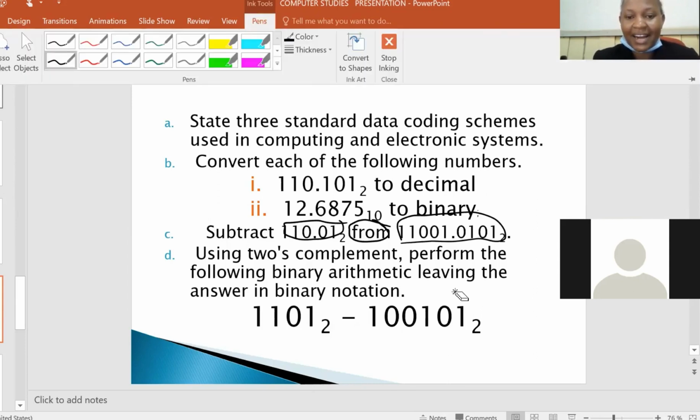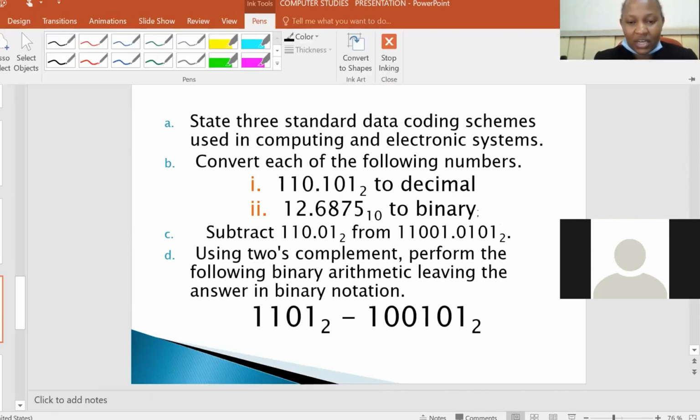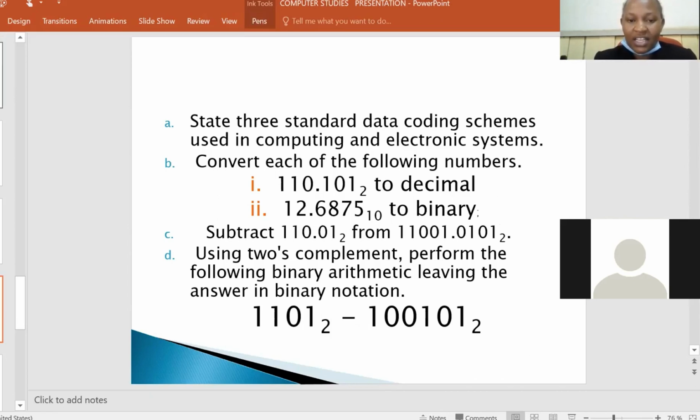Perform the following binary arithmetic, leaving the answer in binary notation. So this one is straightforward. It's already written properly. But what do you do as a candidate? This one is already in binary. The only thing, using two's complement, that you are supposed to do is take this binary combination, change it to 1's complement, change it to 2's complement, and then add what you get to these digits. So at that point, you will be able to check the answer.